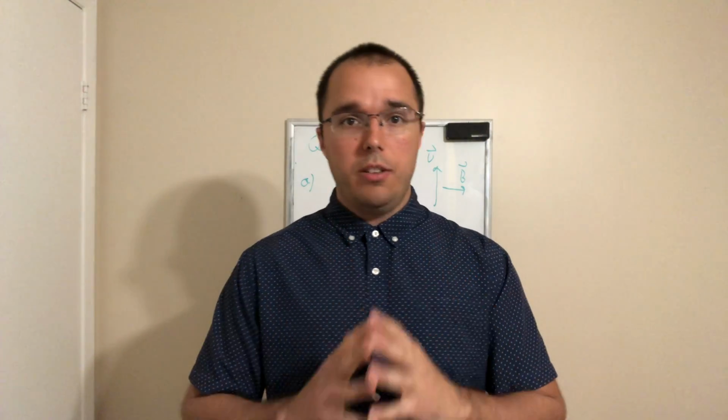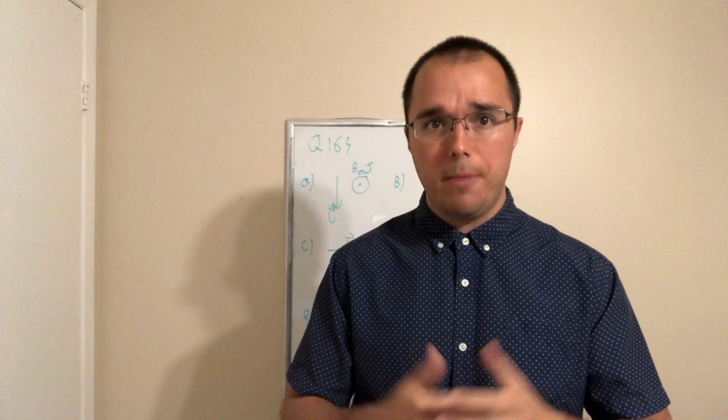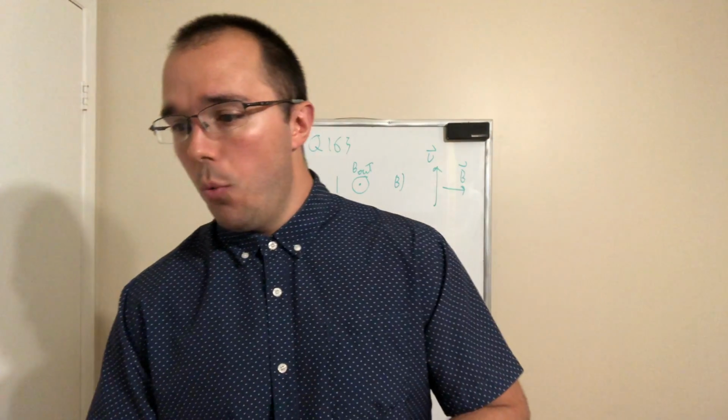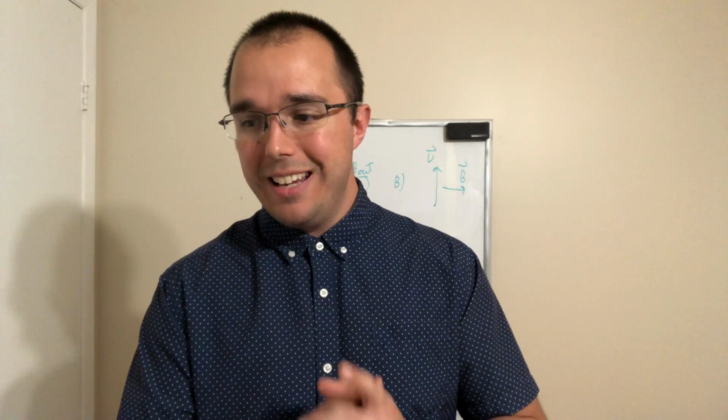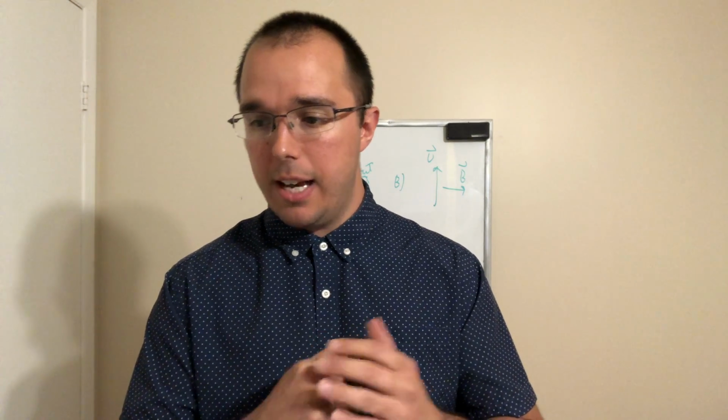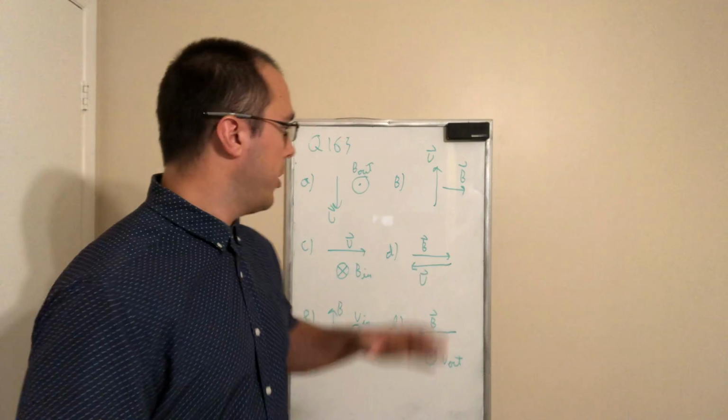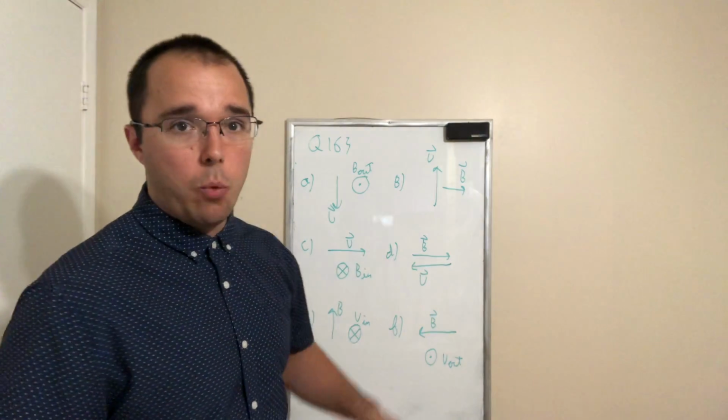All right, let's solve the first example from chapter 8. In this example, we are going to practice the right-hand rule. So it is question 163. Let's read the question. What is the direction of the magnetic force on a positive charge that moves as shown in each of the 6 cases to your left? We are going to consider each case one by one.